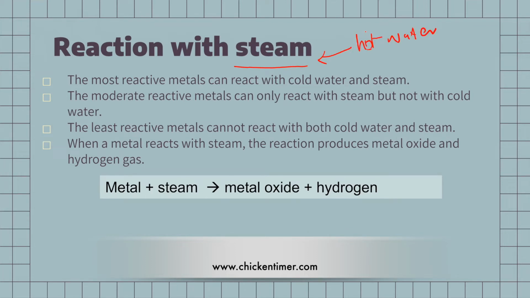You add heat into the reaction. So the most reactive metals can react with cold water and they also can react with steam. So they are super agitated, super excited. Then the moderate reactive ones can react with steam only, but they don't react with cold water. Then the least reactive metals cannot react with cold water and steam. Then the last point here, metal and steam will give you metal oxide and hydrogen gas.